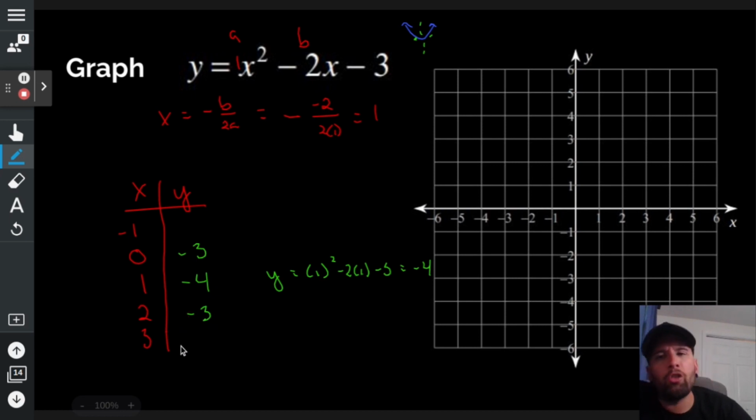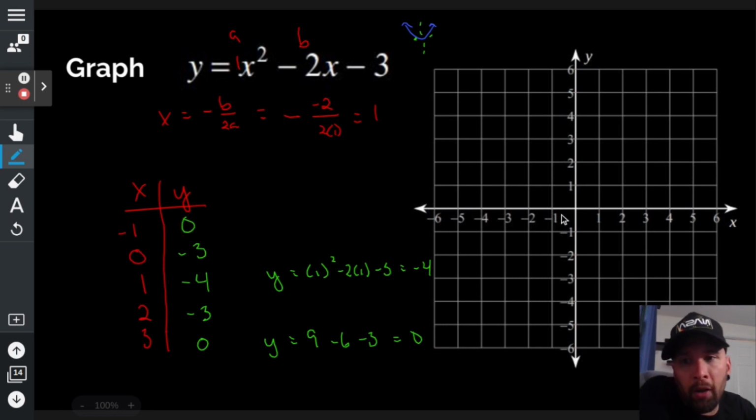So at this point, you should be thinking to yourself, well, if I plug in 3, it's going to give me a number, and -1 is going to be the same thing. So if I do plug in 3, and let me show a little bit of work, not too much, that'll be 9. And -2 times 3 is -6. And if I have -3, that's 9 minus 6, which is 3. 3 minus 3 is 0. So y is going to be 0.